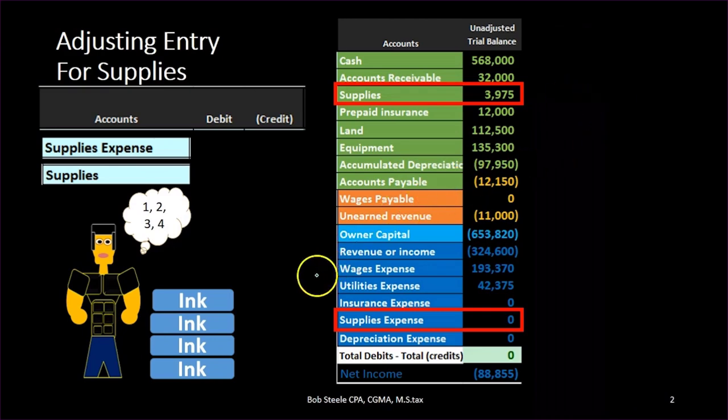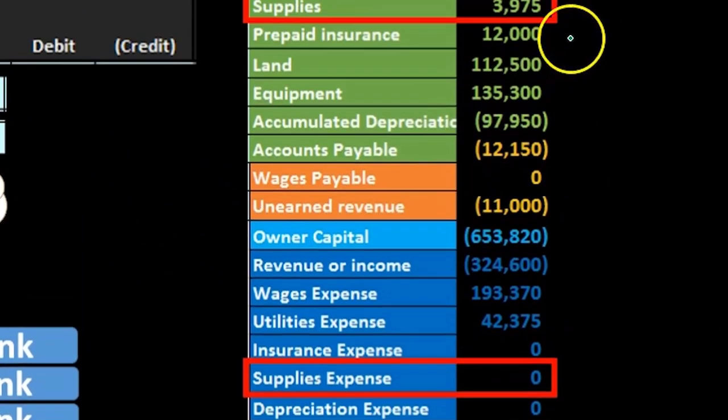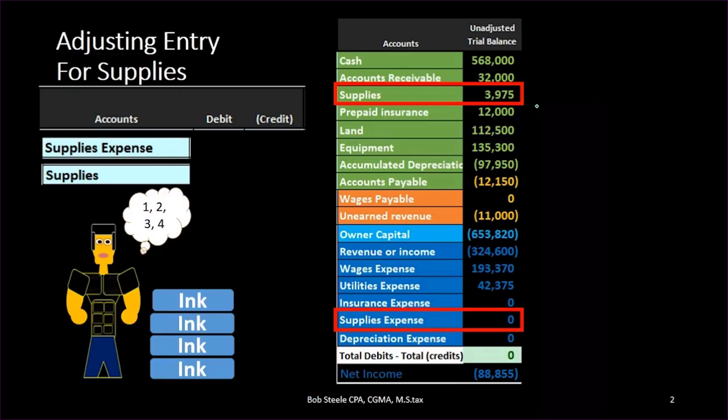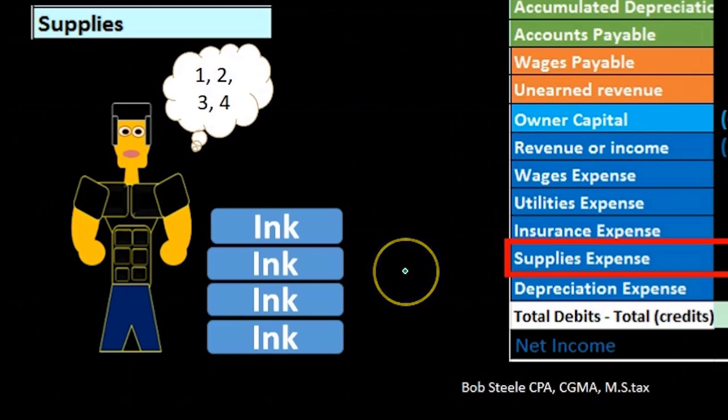If we have supplies, when we put supplies on the books, we have $3,975 worth of supplies. What we did is we said, hey, bookkeeper, I want you to put all supplies on the books as an asset whenever you purchase it. Supplies in this case being ink. We're going to say it's computer ink. We piled it in the corner. Every time we purchased it, we put it in the asset of supplies.